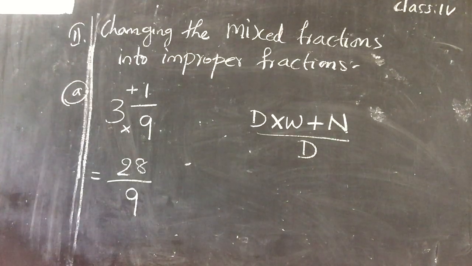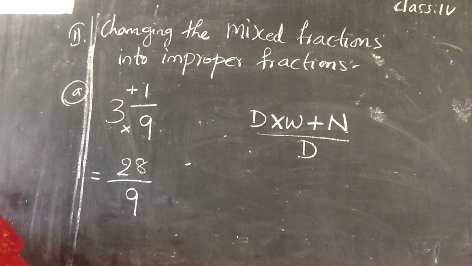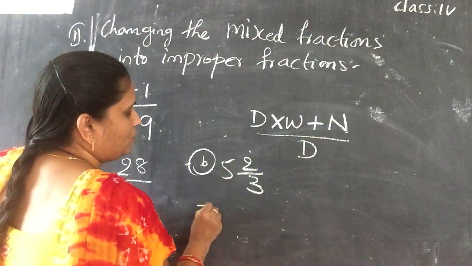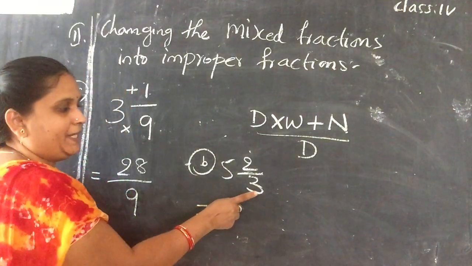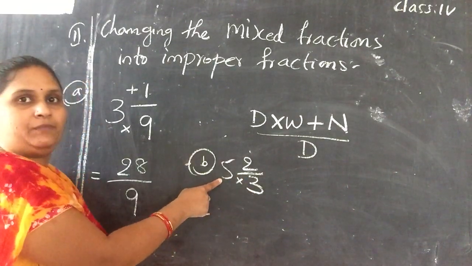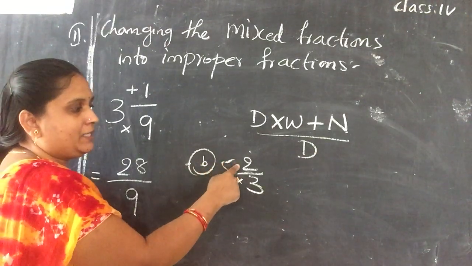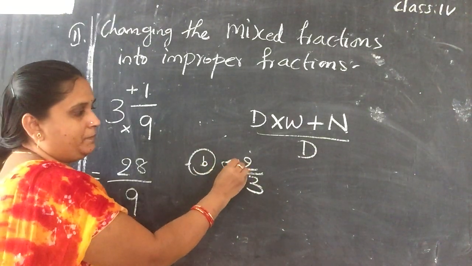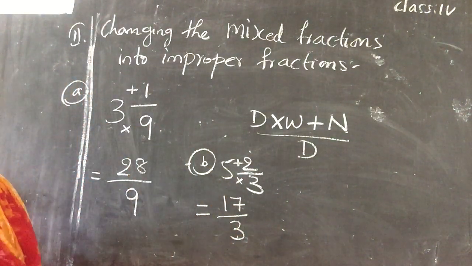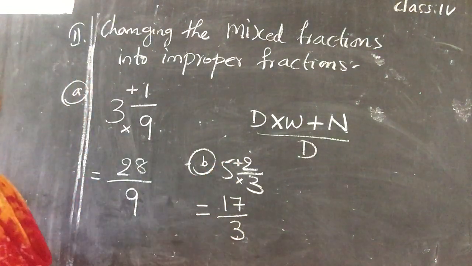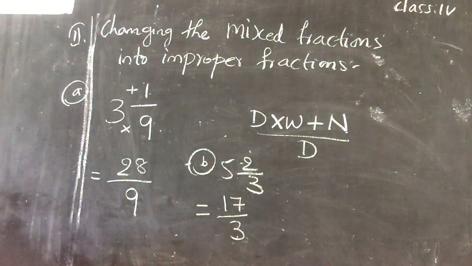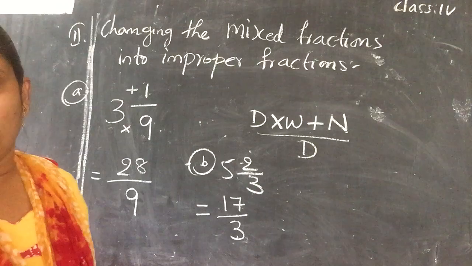Okay, next, second one, 5 2 by 3. 5 2 by 3. So what is the formula, children? First multiply denominator with the whole number. Okay, multiply this. 5 3s are 15 will be get it, and after that add the numerator to that product. So 15 plus 2 is equal to 17 by 3. Okay, while you are doing, you don't need to write these symbols. Only for your sake I am writing this. Okay, you have to remember the formula, then write it. Remaining sums have to do it as a homework.